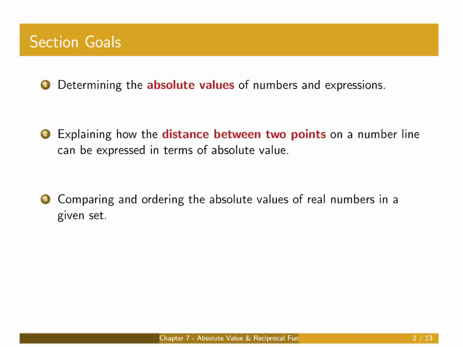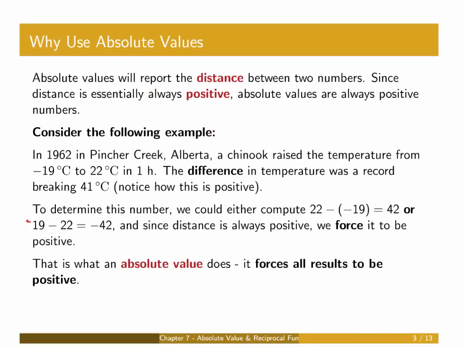And basically, one application of taking the absolute value of a number is that it can tell you the distance between 2 points on a number line. Distances are always positive, and so absolute values are also always positive. So an application to this, let me give you an example. Suppose you have the following situation.